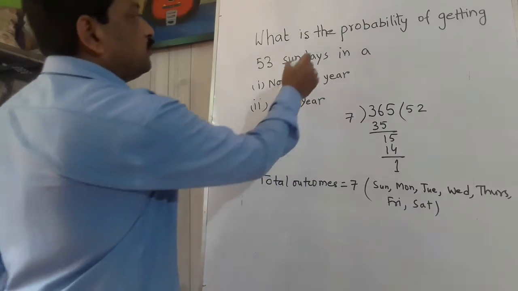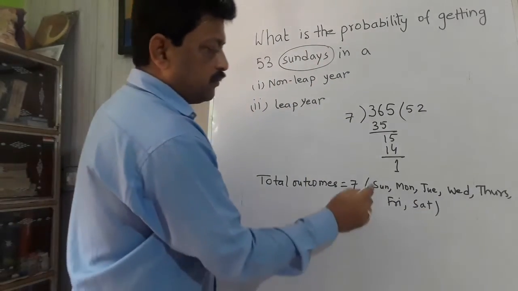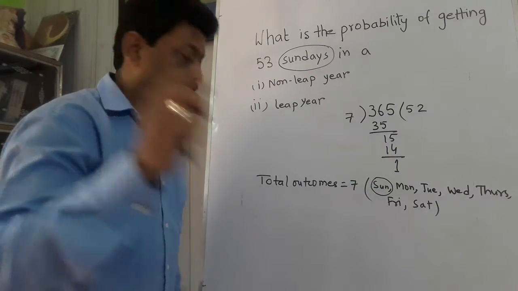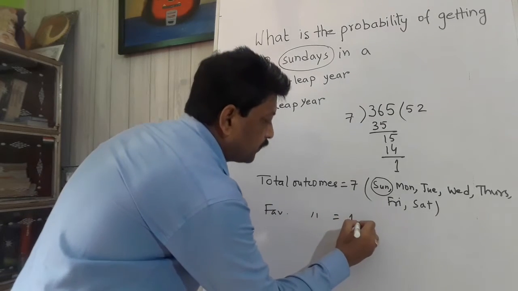And we want Sunday. So how many Sundays are there? Only one Sunday. That is, our favorable outcome is 1. Favorable outcomes equals 1. That is the Sunday.